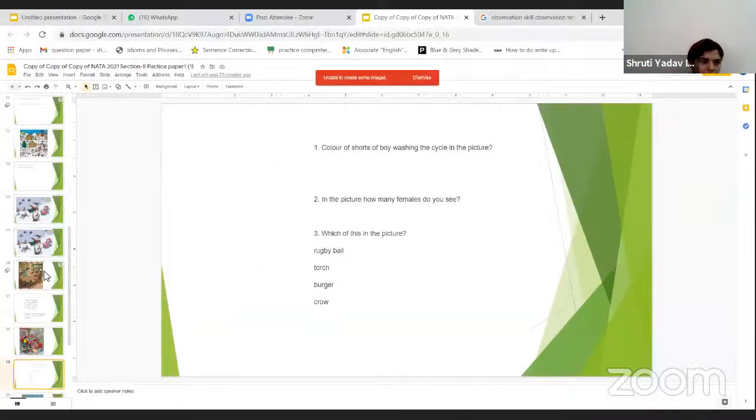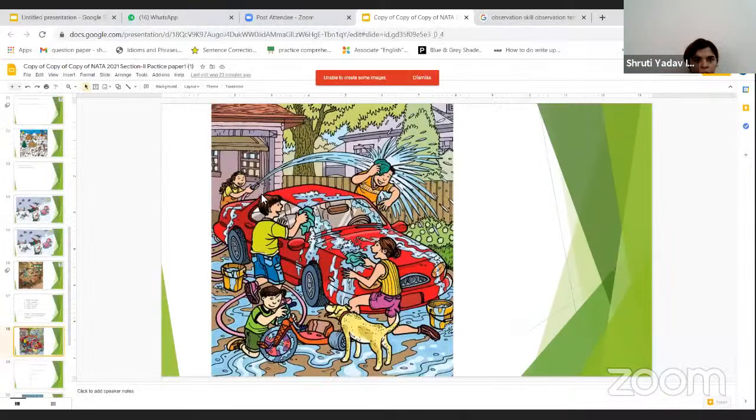So if we go back to the picture, here, rugby ball. Then this is the window I'm talking about, the one on top. Can you see my cursor? Yes, ma'am. So this is the 5th window. Okay.